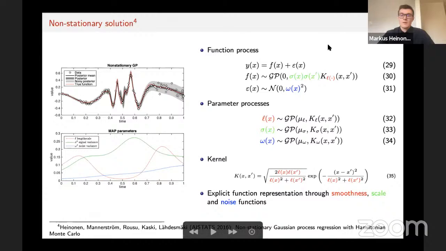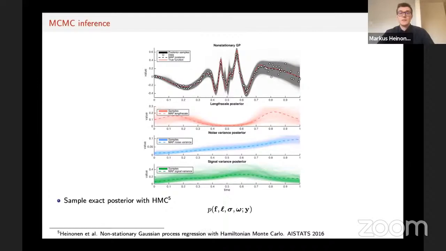Now, if we go forward, we could also do MCMC inference here. By applying Hamiltonian Monte Carlo, which is a very efficient way of doing MCMC, we could sample all possible combinations of length scale, signal variance, and noise variance functions that match the data, which would also give a more ensemble-style fit for the main function.